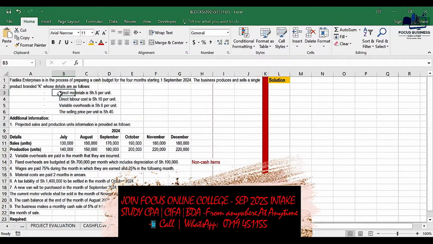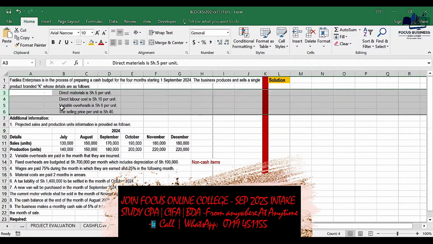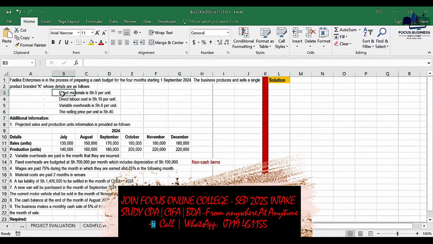And we are given the details. So these are basically the production costs. For the company to be able to produce that product, the company incurs direct material cost, direct labor, variable overheads, and the selling price. Maybe in this case, we can have some few workings even before we proceed to prepare what is required.